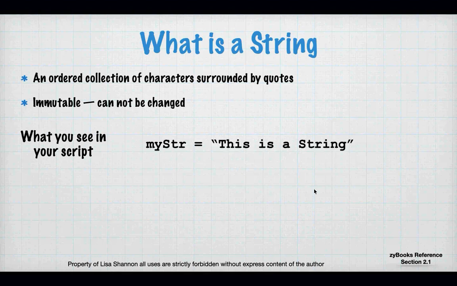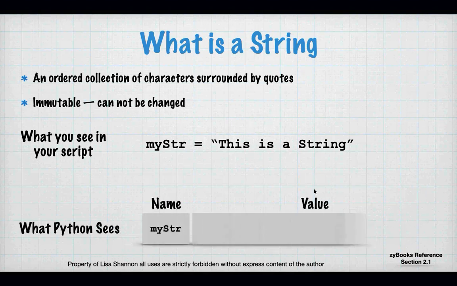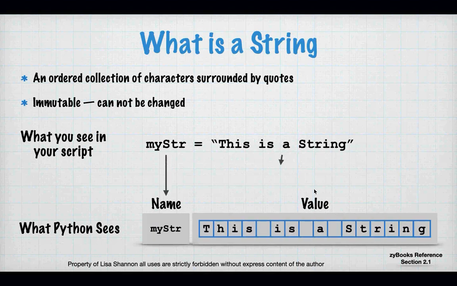So let's just get a little bit of visual going. When you have a Python script, you're going to see a variable name and you're going to see a value with the assignment character, same as last week. So in this case, my str is the name of my variable. I have an assignment operator in the middle, and then after that I have my string surrounded by quotes. Now, what you'll notice at the bottom of the screen is that there are all these little boxes. That's how Python sees a string. You'll notice there are no quotes. The quotes are not part of a string. There's simply a syntax to tell Python that what's inside of them is a string.